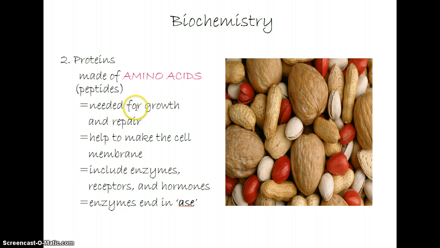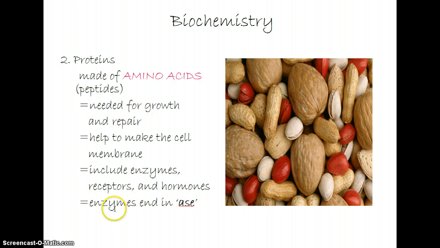Proteins are needed for growth and repair. Proteins help to make the cell membrane, or what we call plasma membrane. When we think proteins, we think enzymes, receptors, because the cells need to communicate, and hormones. Don't you need insulin to bring down your sugar level?